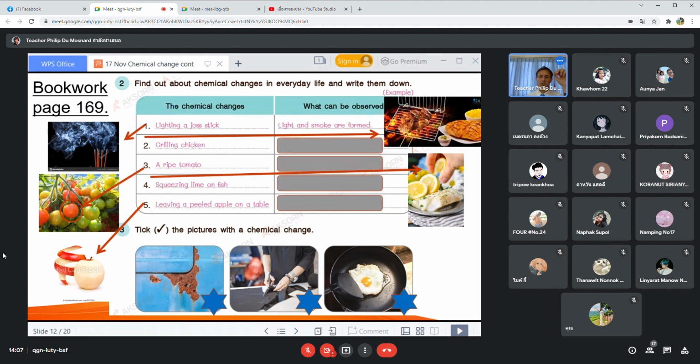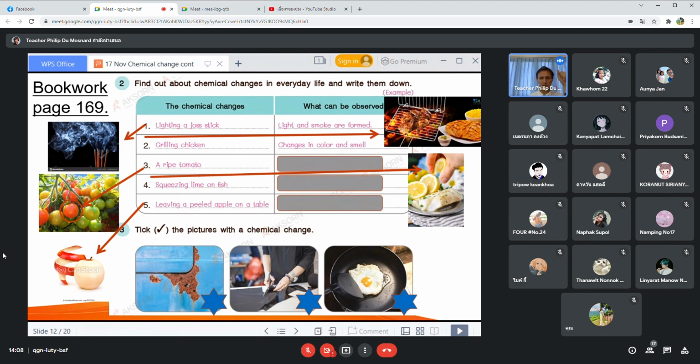Okay, maybe I'll ask cartoon 1. You want to try? If you put the chicken on the fire, how does it change? Smell and taste. Good job. Yes. And also the color, because if you don't cook the chicken, it's white. After you cook it on the fire, it's brown. The color is different.